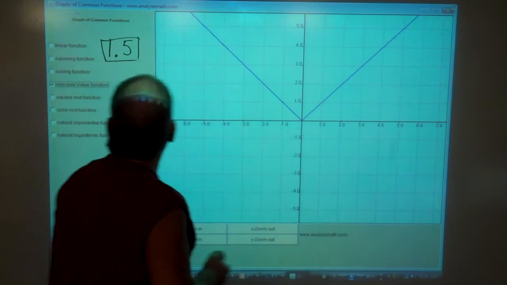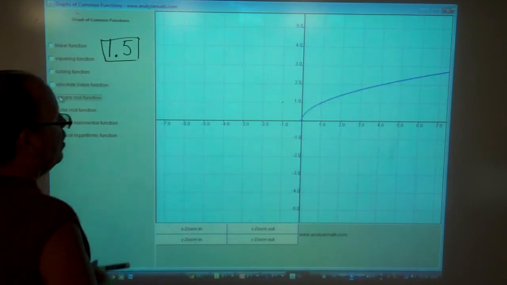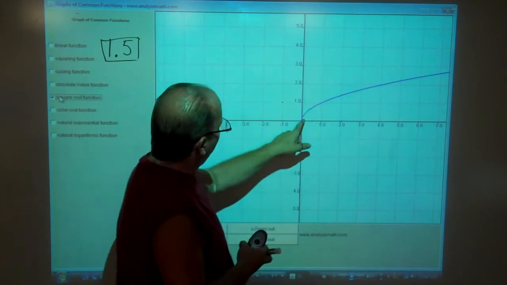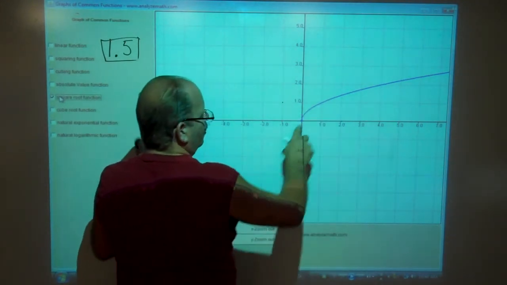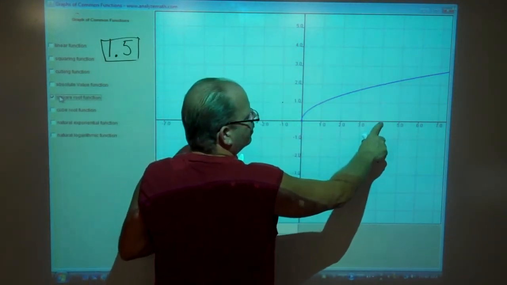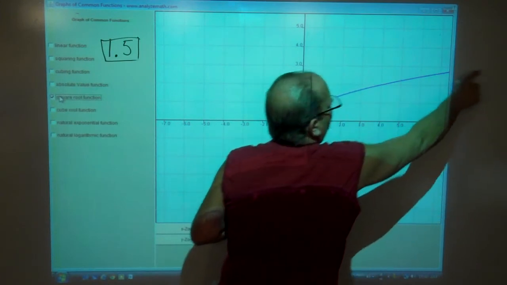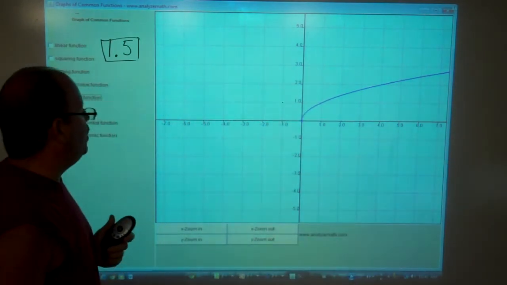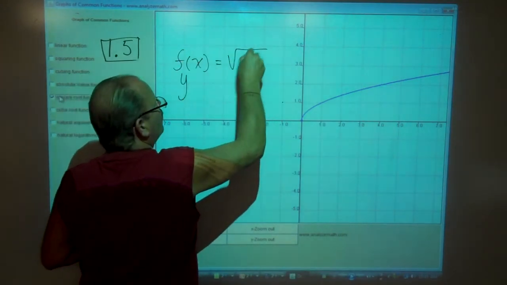The next one we're going to look at is the square root function. And there it is. Now, interesting, if we turn this whole graph sideways, there's your half of a parabola again. The square root of 1 is 1. The square root of 4 is 2. The square root of 9 is 3. And you can see this line would be heading towards intersecting the 3 when x is 9. And so, again, this is f of x equals the square root of x.